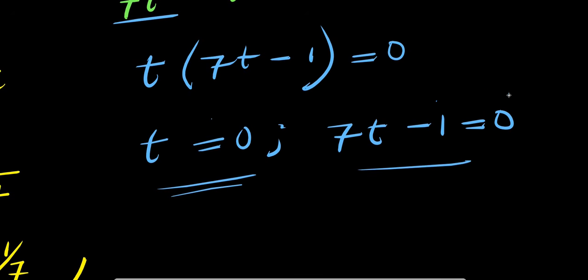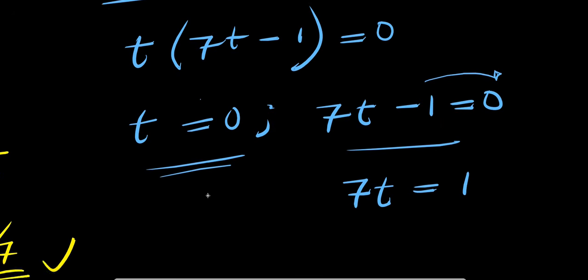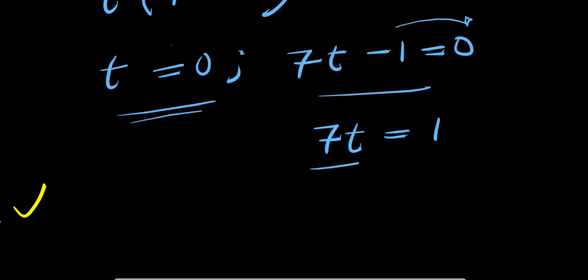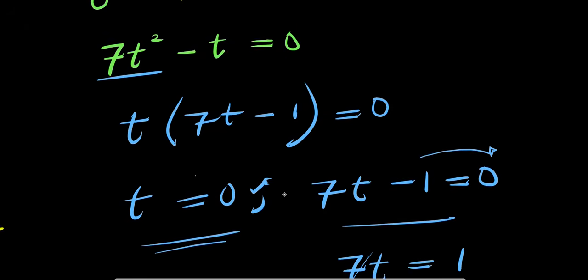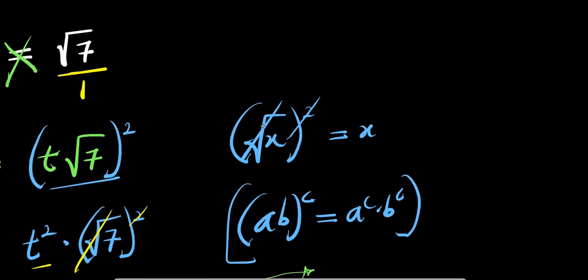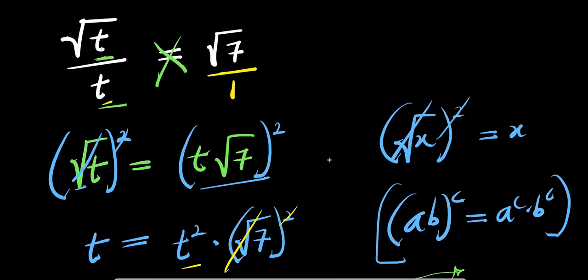For this, I can easily move this over here. I have 7t equals 1, moving negative 1 over here. From here, divide this by 7. Divide this by 7. 7 cancels 7. I have t equals 1 over 7. So in this other method, I'm having two values for t, which is 0 and 1 over 7. So that is one way of solving this radical problem.